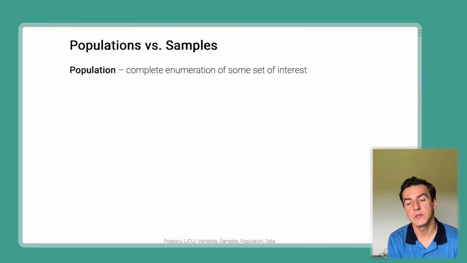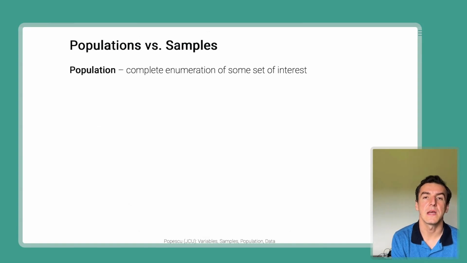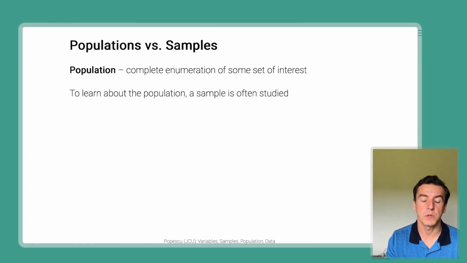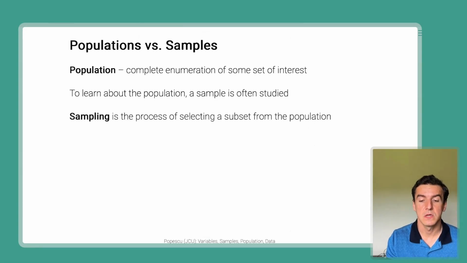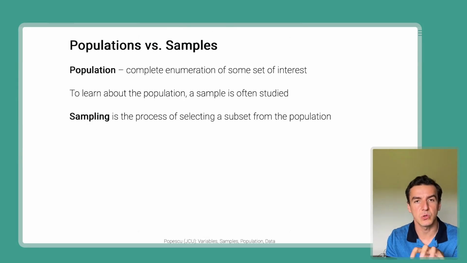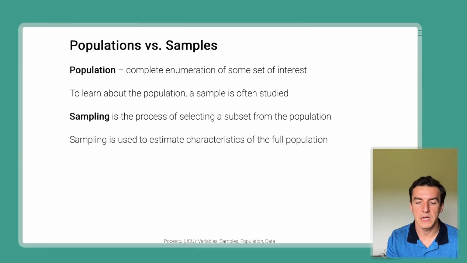Okay, in terms of our units of analysis, we have to make the distinction between populations and samples. Populations can be defined as the complete enumeration of some set of interest. But the problem is we rarely have access to the whole population. That is why we're typically dealing with samples. Sampling is the process of subsetting from the population, selecting individuals from the population.